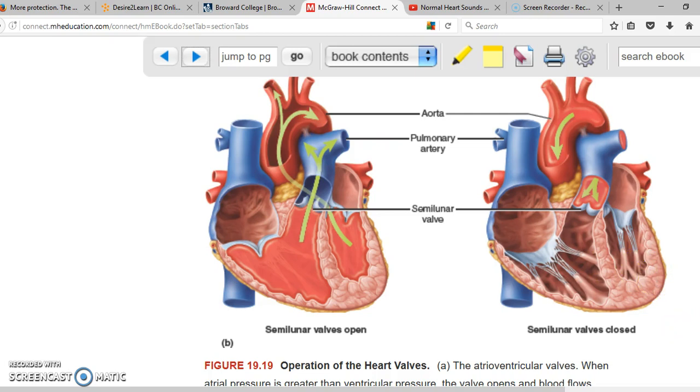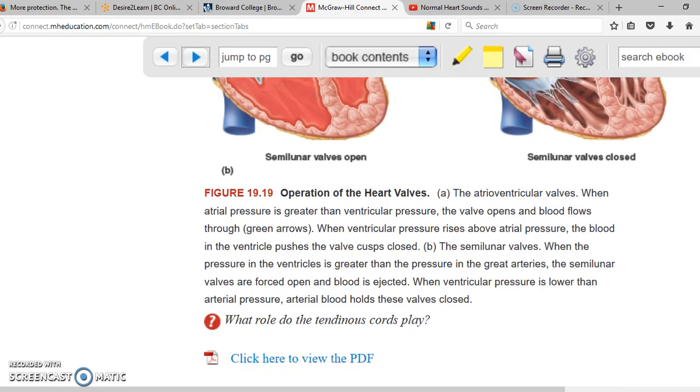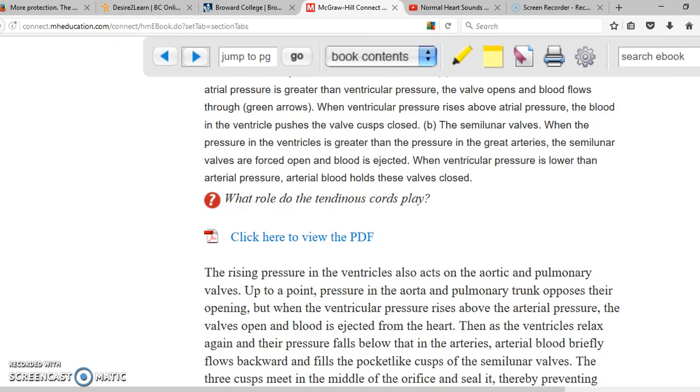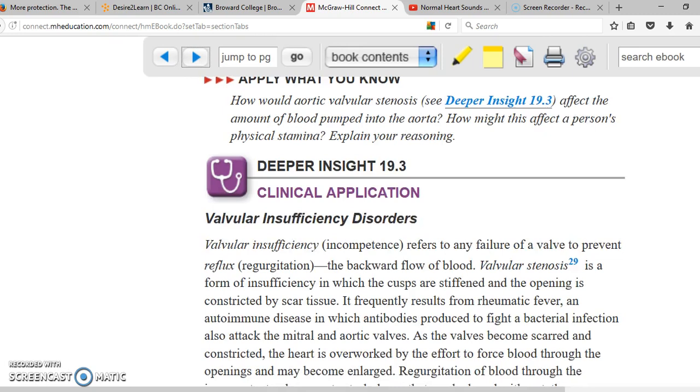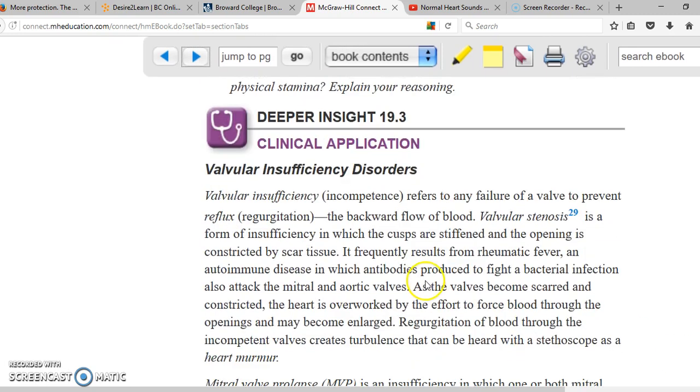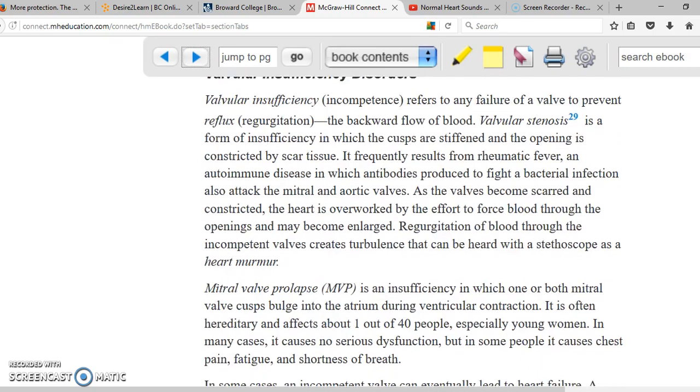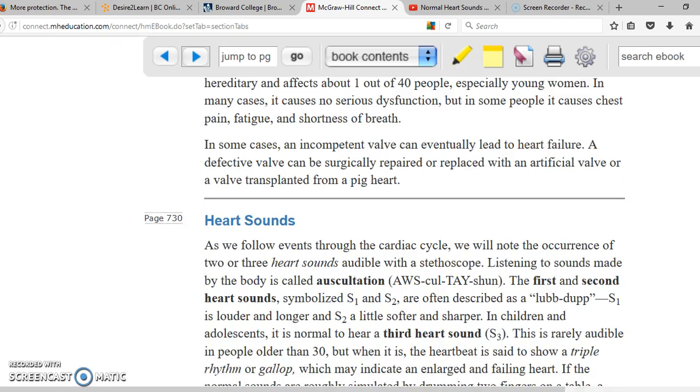So that's why it's called isovolumetric relaxation. So let's keep going down, and we can see this with a little bit more detail. It says here the rising pressure in the ventricles. We already talked about it. The aorta and the pulmonary valves, obviously if the pressure is higher. So I hope that you guys are clear with that. Here it says valvular insufficiency disorders. Obviously, if there are problems with the valves, then the valves will not close or will not open the way they are supposed to, and that's going to cause a lot of problems.